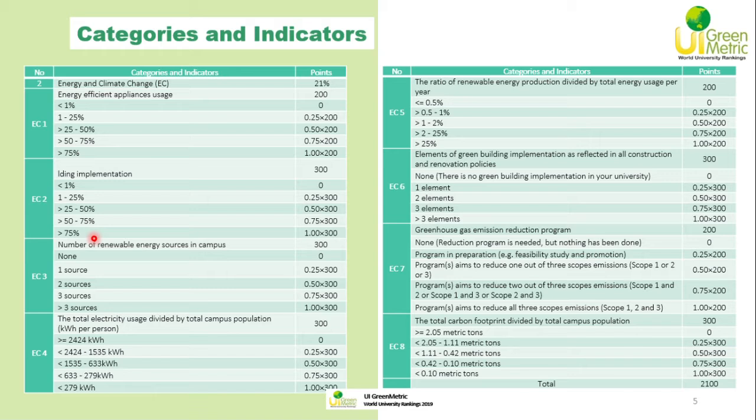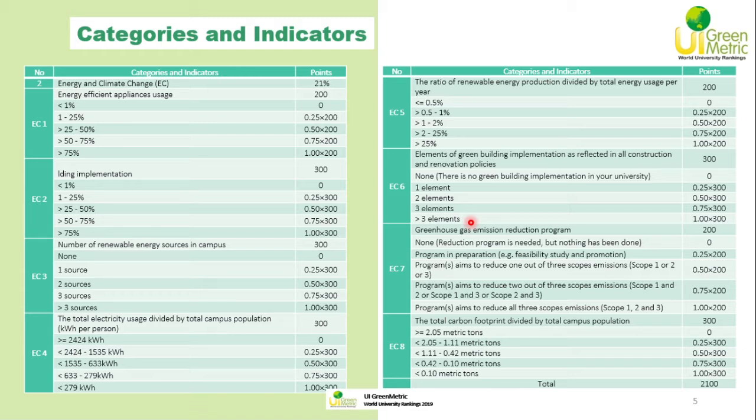For green building policy, it is required that your university carries on 3 elements of green building implementation. This is criterion 6. That is 3 elements of green building implementation.